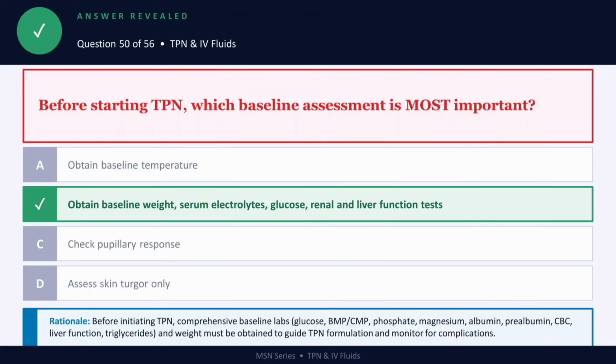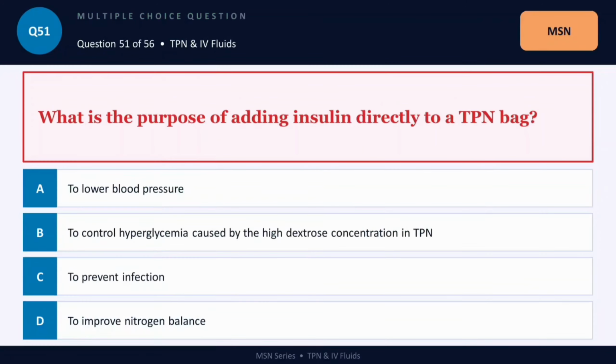The correct answer is option B. Obtain baseline weight, serum electrolytes, glucose, renal and liver function tests. Rationale. Before initiating TPN, comprehensive baseline labs and weight must be obtained to guide TPN formulation and monitor for complications.